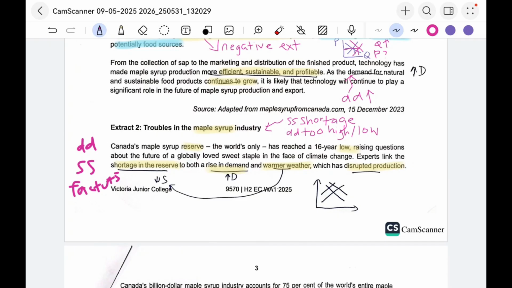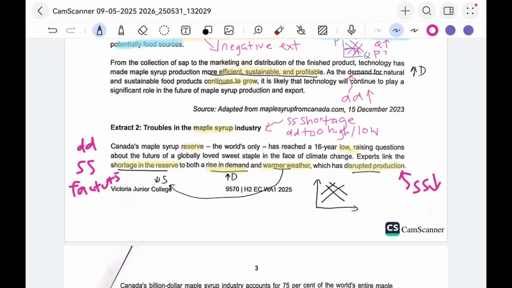Here they talk about the supply fall because of warmer weather that decreases, maybe they kill maple trees, your sap, or maybe the warmer weather actually decreases the production of maple syrup. So when you use the tubing system, you only can have that amount. And also a rise in demand. So this probably leads to the problem of shortage because you have lesser supply and yet you have higher demand.